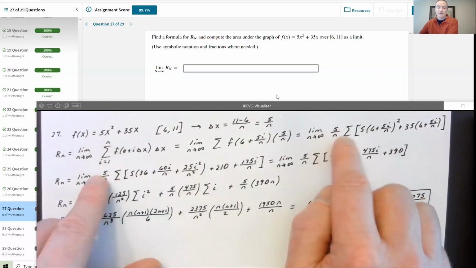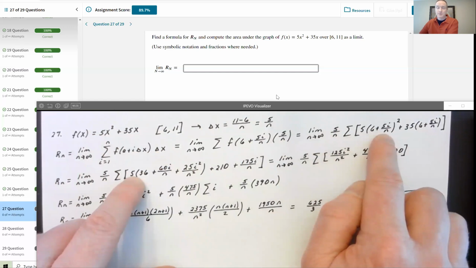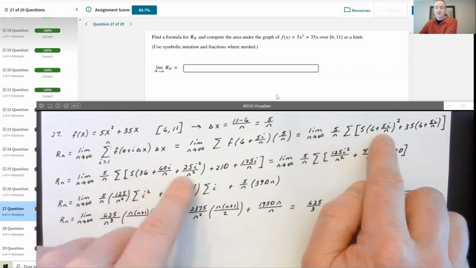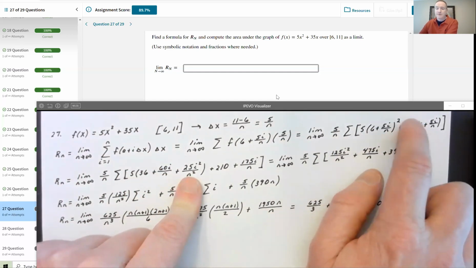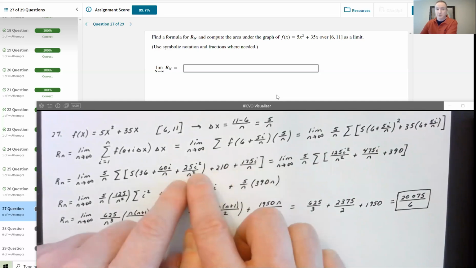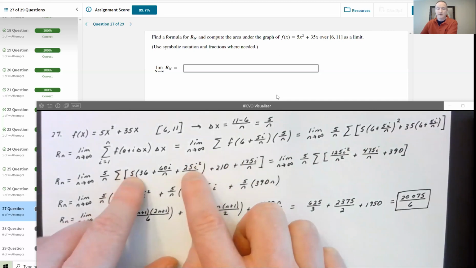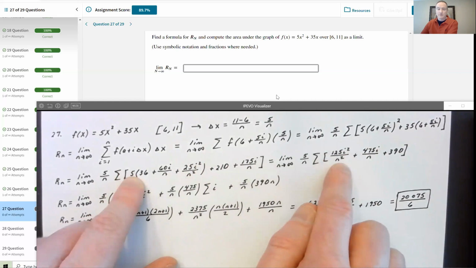I'll have the 5 over n times the summation, 5 times this group squared. Well, 6 plus 5i over n squared becomes 36 plus 60i over n plus 25i squared over n squared. 35 distributes into the second group to give me these two terms. So now I'm collecting like terms. I said, well, let's collect the i squared terms. There's just the one of them. 5 times 25 i squared over n squared gives me 125 i squared over n squared.